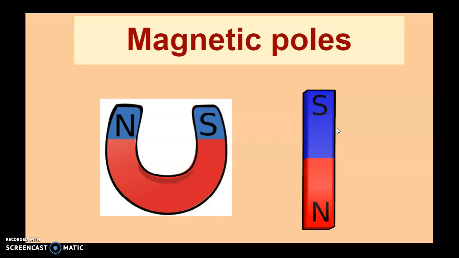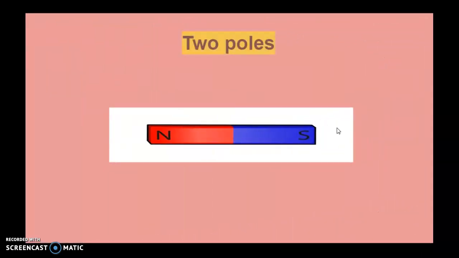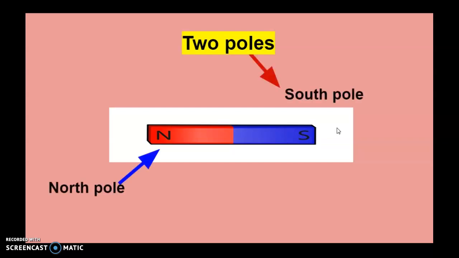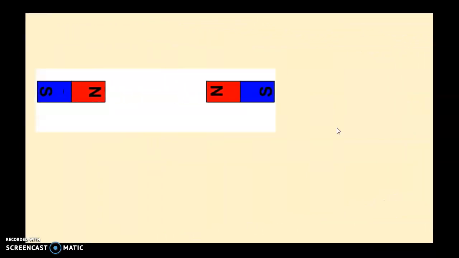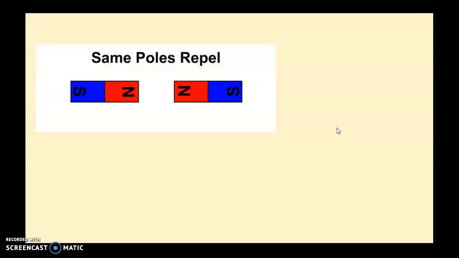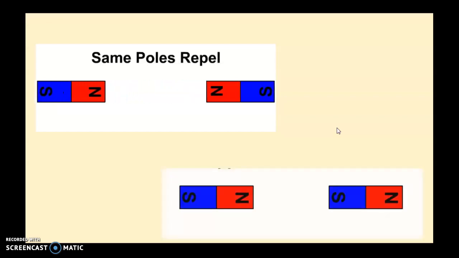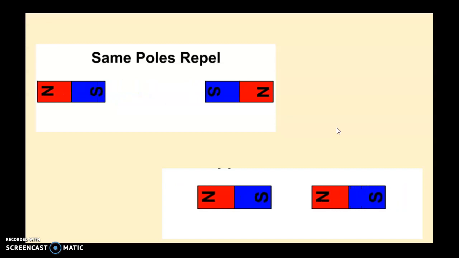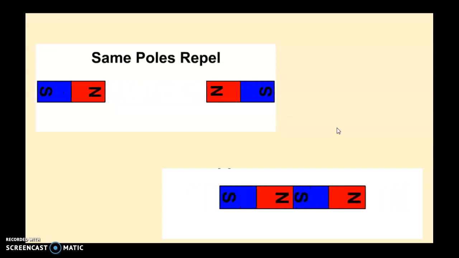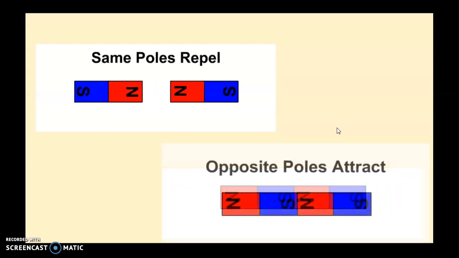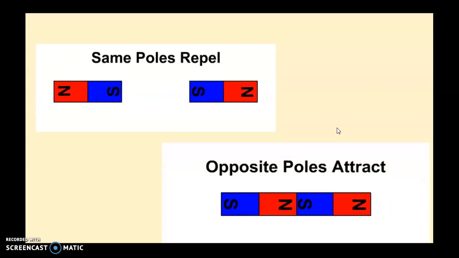Dear learners, a magnet has two poles, a north pole and a south pole. Suppose if we try to push the two same poles toward each other, they will repel. That means the same poles repel each other. Whereas if we try to push the North Pole towards the South Pole, they will attract each other, which means opposite poles attract each other.